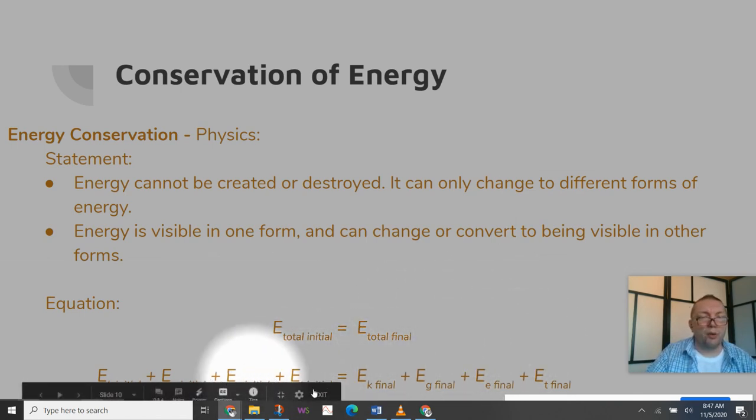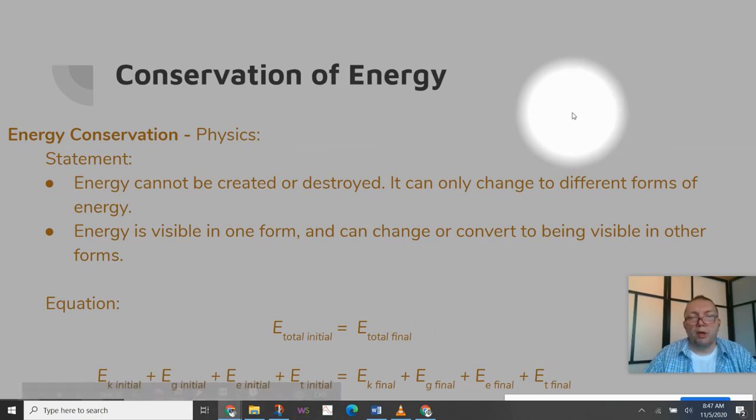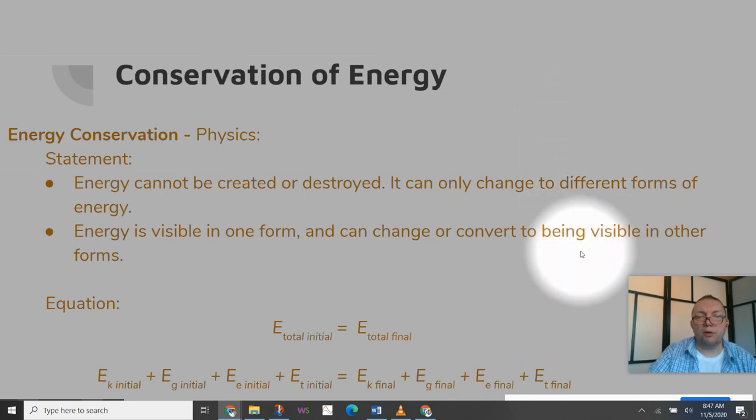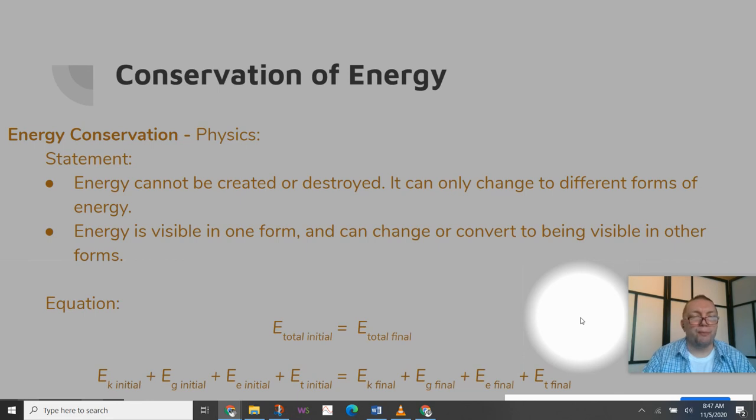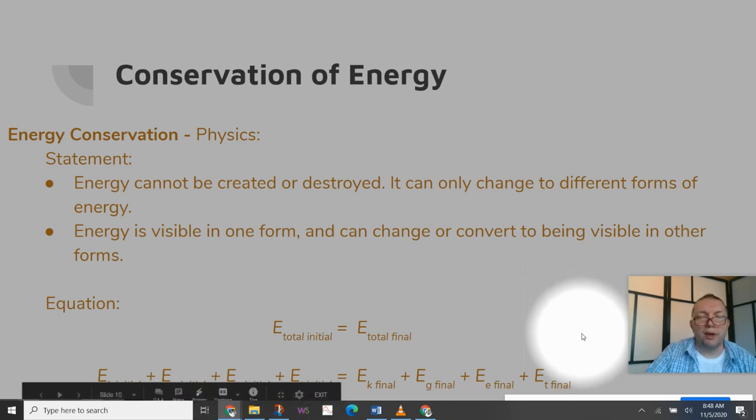I can't figure out a way to get down here without that little toolbar showing up. So I'm going to leave my mouse up above here for a little bit. Total initial energy equals total final energy. Well, I thought that would work. Maybe if I just sit here and wait, that will go away.